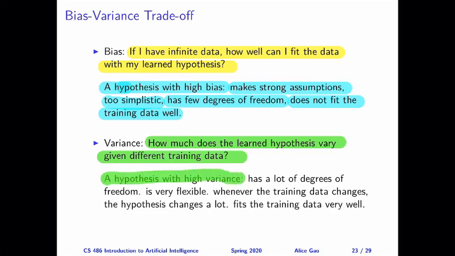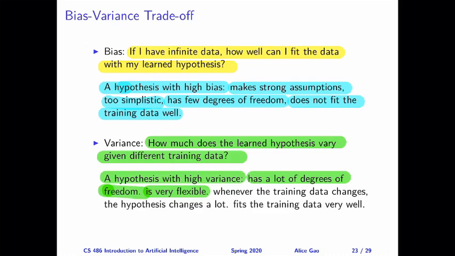If we think about a hypothesis with high variance, then what does it look like? The hypothesis tends to be very complex. It has a lot of degrees of freedom because it's complex. It has a lot of parameters that we can fit. So it tends to be quite flexible because of the high degrees of freedom.